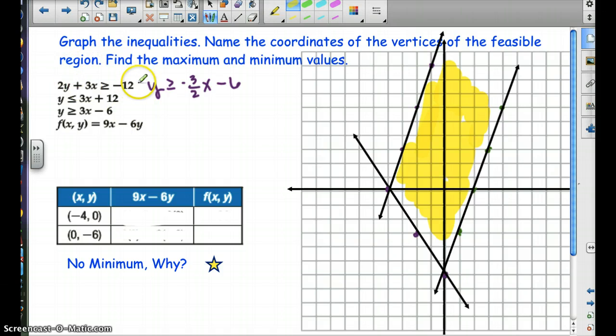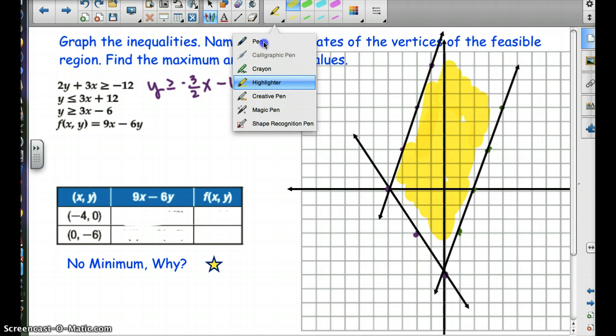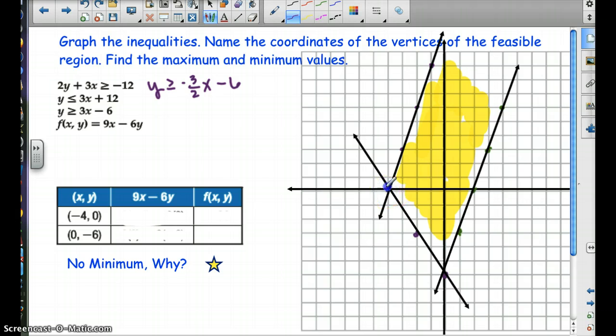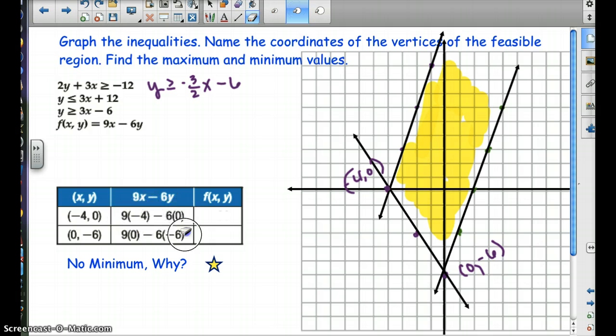So let's see what we got here. When we plug in our vertices, and our vertices are negative 4 comma 0 here, and 0 comma negative 6. So when we plug those in, this is what we should get. Okay, a negative 36 and a positive 36. So when we do that, we have our max. Our max is going to be 0, negative 6. This will be our max.